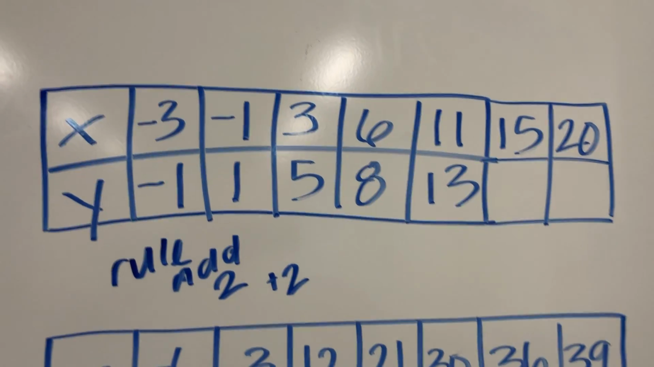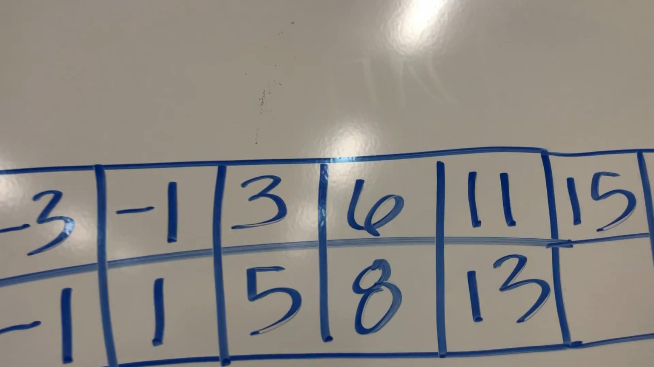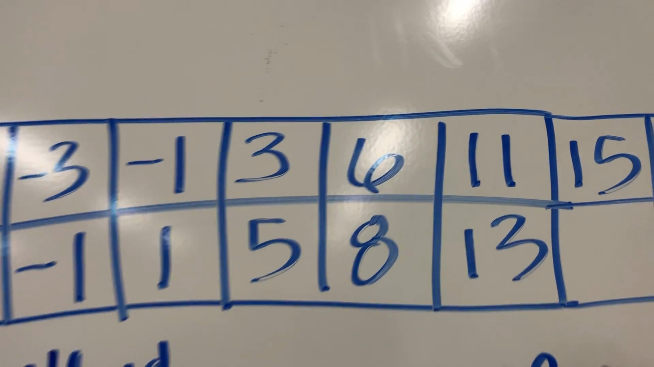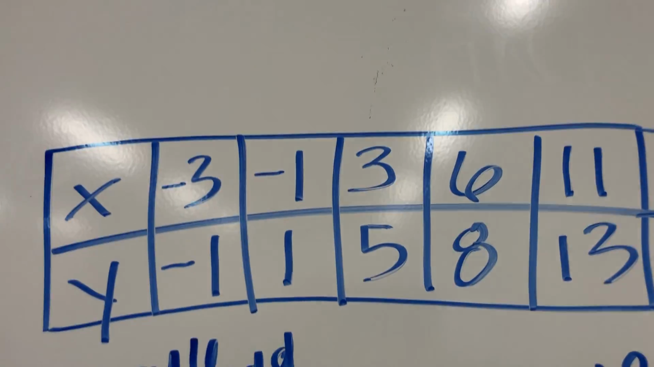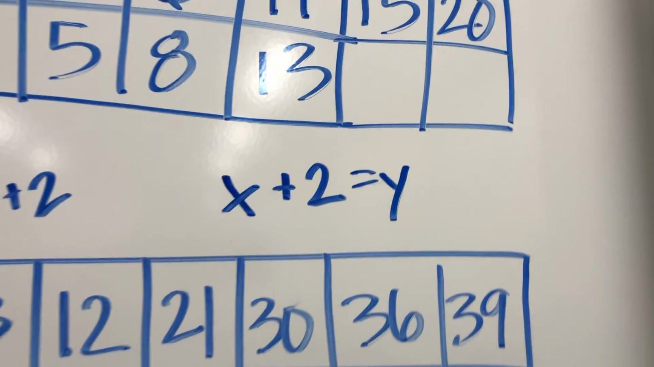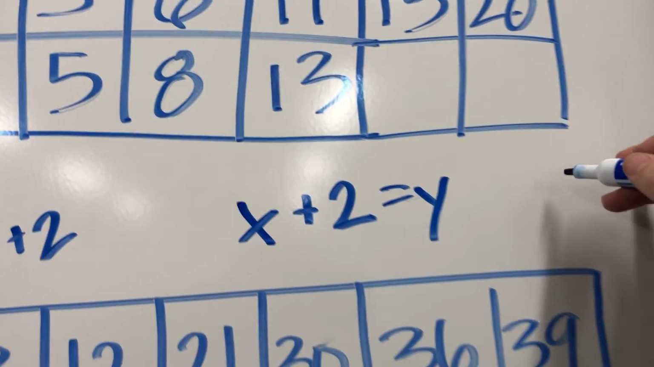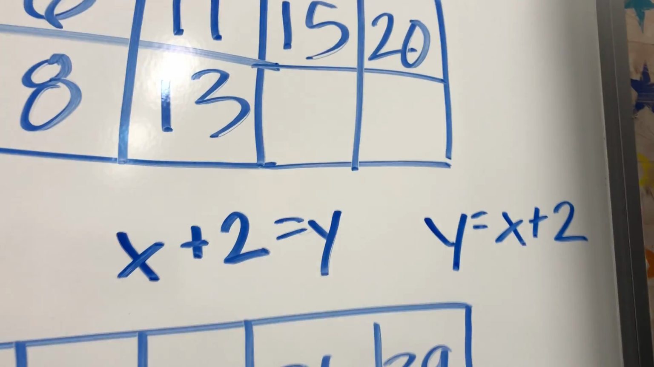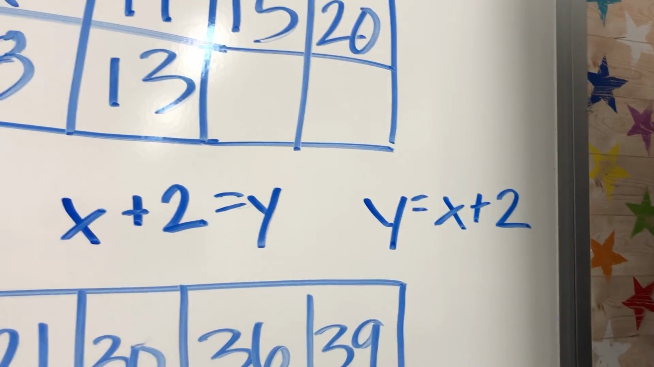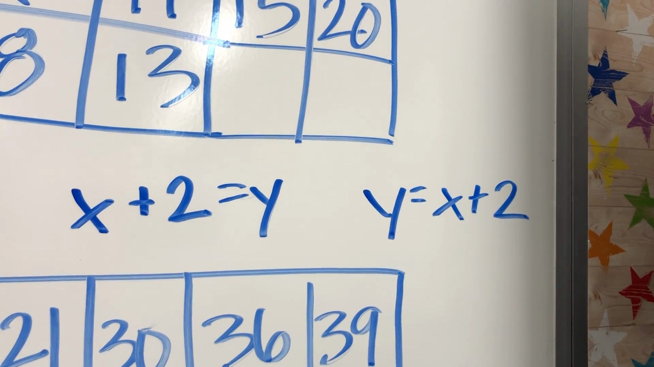So for our equation, it would be X plus 2, whatever we have for our X plus 2 is going to equal Y. Now with the commutative property, we can also write that as Y equals X plus 2. Either option is going to be fine there, whether we start with our X or start with our Y.